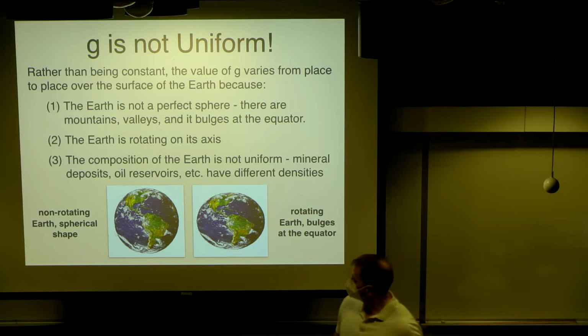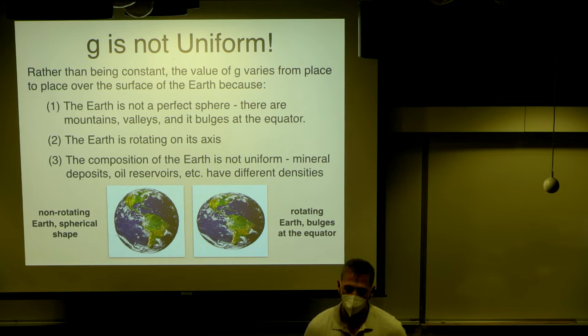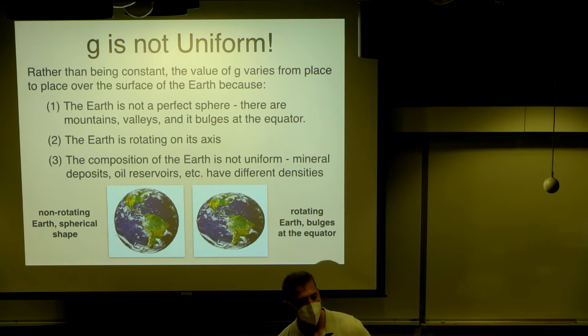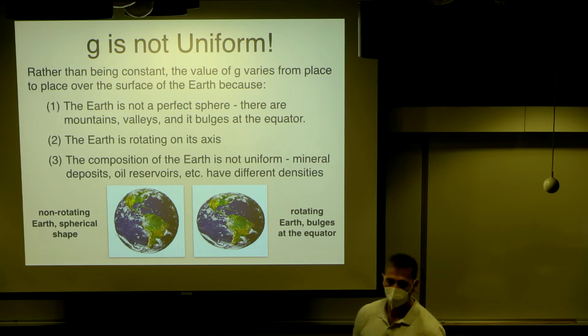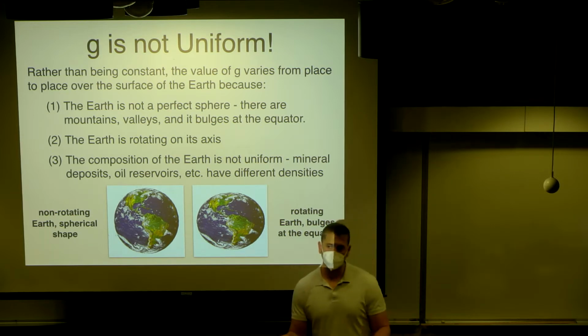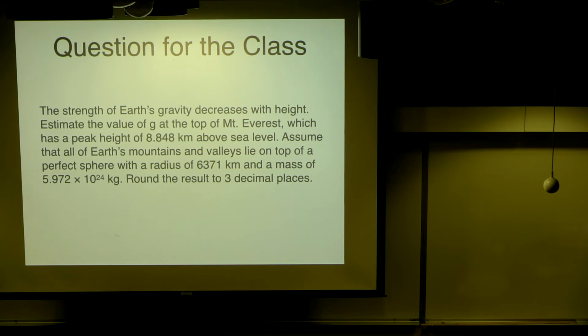The last thing here is that the composition of the Earth is not uniform. If we think about what's under our feet right now, we could have different types of minerals, rocks, maybe oil deposits. These all have different densities, so they all have slightly different gravitational pulls. That can affect the value of g. On the whole, g doesn't vary by much, less than 1% from place to place on the Earth, but it does vary a little bit. So what we'll do next is talk about some of those variations and how to quantify them.